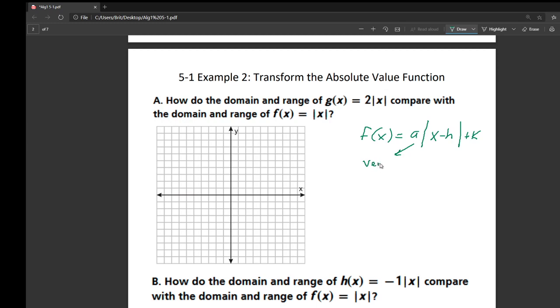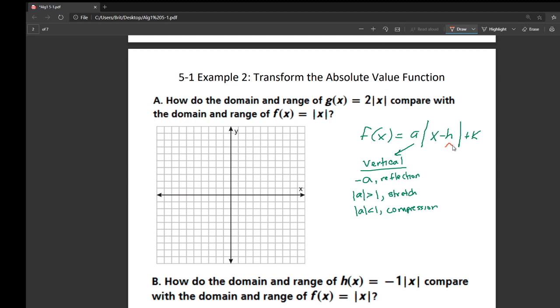And so this is going to be some kind of vertical change. If a is negative, you're going to have a reflection. If a is bigger than 1, so if it's like a 2, a 3, a 4, ignore the negative sign, but the actual number itself is bigger than 1, you're going to have a vertical stretch. And if a is less than 1, you're going to have a vertical compression. And so this section only talks about those changes. It doesn't talk about the h or the k value.